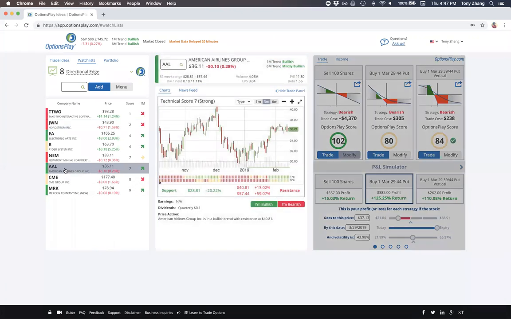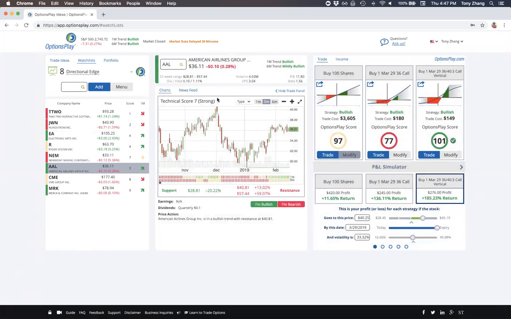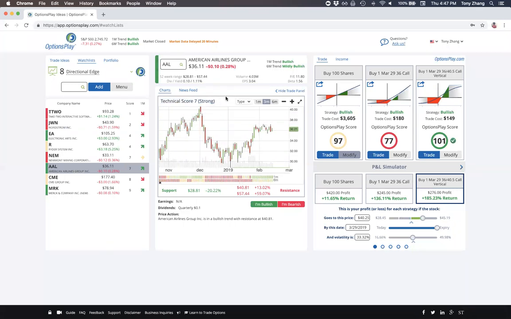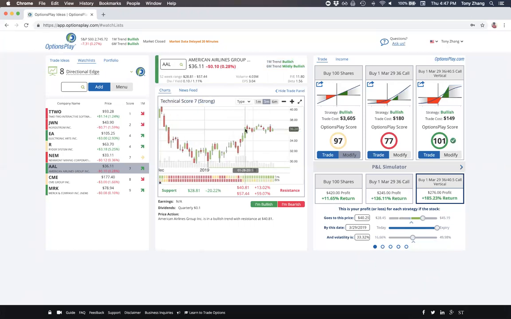Conversely, if I'm looking at American Airlines, the picture is quite different. American Airlines, score of 7, telling me this is a relatively strong stock. This stock, while it did sell off heavily in December, just like all stocks, it has rallied up quite a bit since then, which is why it's got a score of 7. 1 month and 6 month trends are bullish.